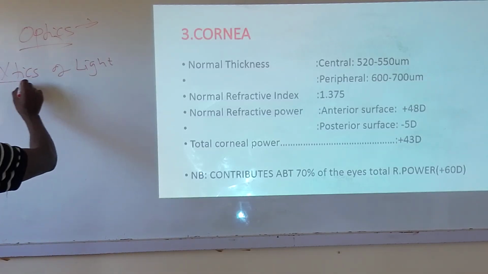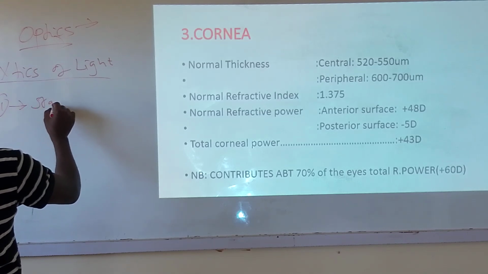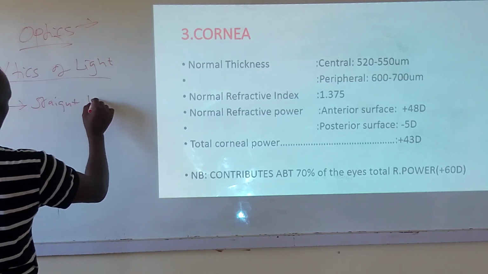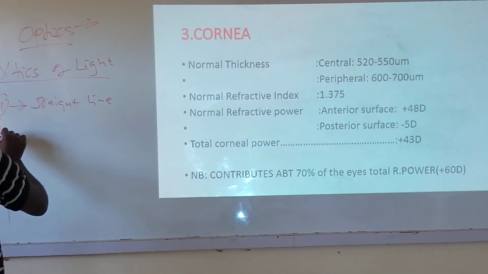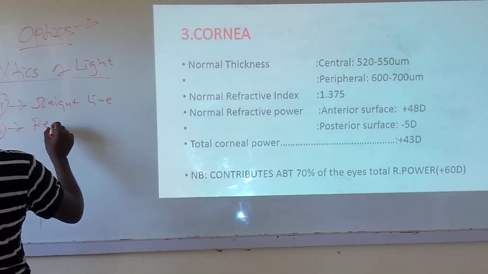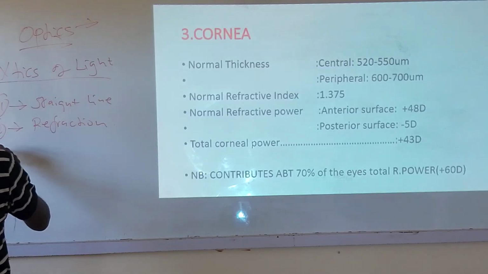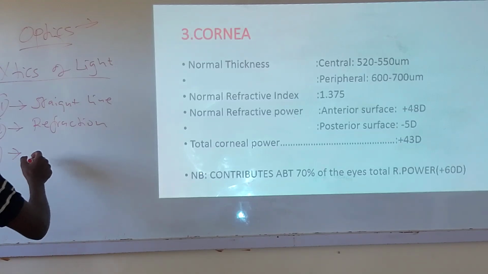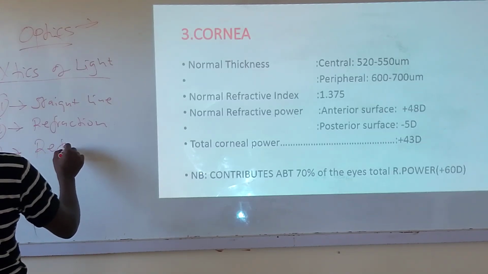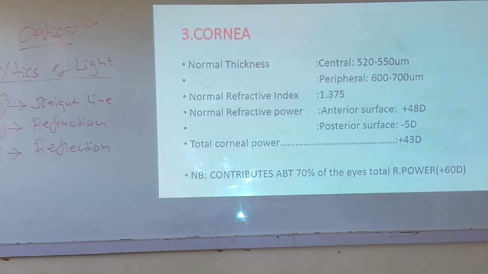And characteristics of light: one, light travels in a straight line. Two, light can bend, what we call refraction. And then three, light can also bend backwards, what we call reflection. Among other characteristics, this is covered in optics.